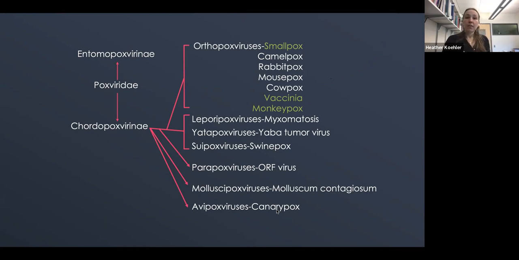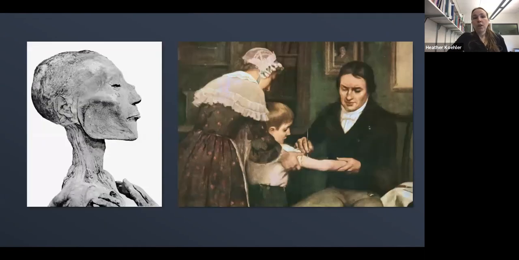I use this because there are really well noted members of this that cause severe disease, including smallpox and, more relevant recently, monkeypox. And then we also have vaccinia, which is the vaccine strain of the smallpox vaccine that is very, very good at providing protective immune responses. We know this has been in our population for a very long time, probably as long as domesticated animals have been around, with evidence of Ramses V succumbing to a pox-like illness.